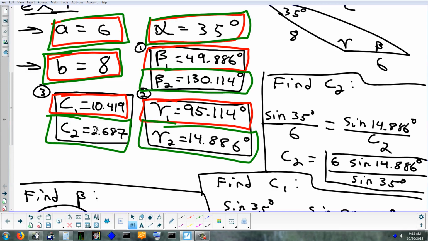Okay, so again, this kind of problem, it's not really harder. It doesn't require any additional skill from what you've already done. It just requires doing the same thing twice.